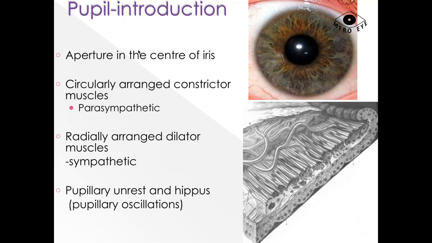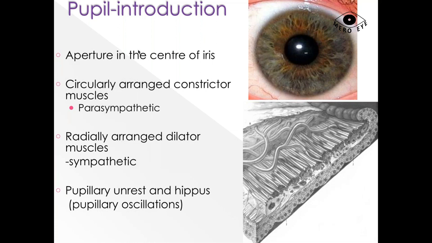This regulation of the amount of light is usually done by two important muscles that are present in the iris. The two muscles are the circularly arranged constrictor muscles, which are present around the pupillary margin. These are the sphincter muscles. When these sphincter muscles contract, they cause constriction of the pupil. These sphincter muscles are under parasympathetic control.